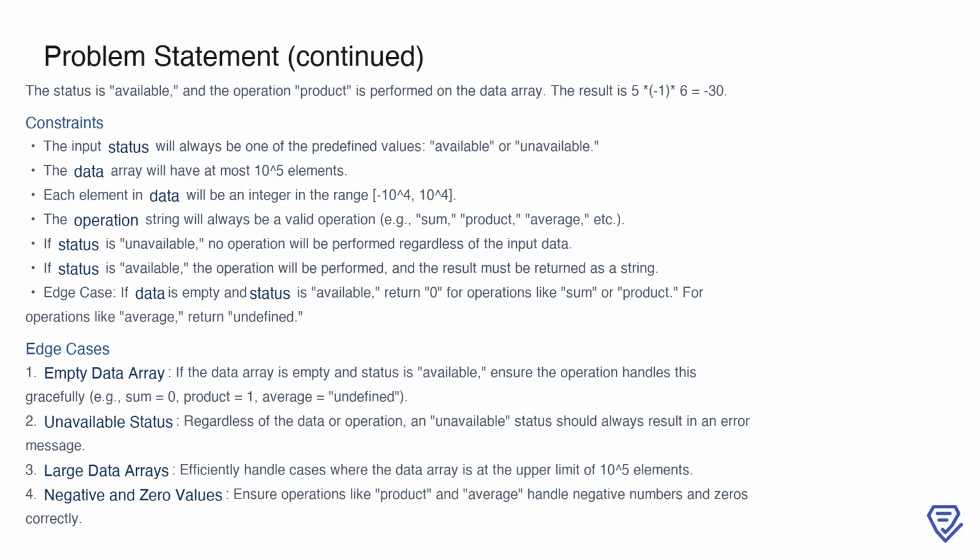If the status is unavailable, no operation is performed, regardless of the data. For edge cases like an empty array with sum or product, the result should be 0. For average, it should return undefined. This ensures the function handles all scenarios, from missing data to large arrays, efficiently and correctly.